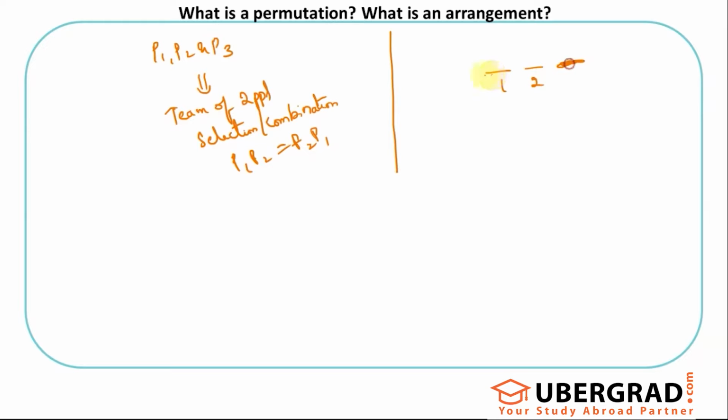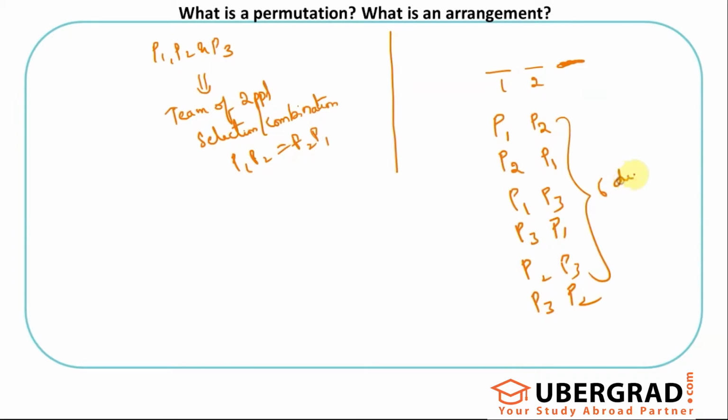Let's say they are made to sit in front of two numbers, 1 and 2. So how many different ways can I arrange them? That's how you'll see these words. How many different ways can they stand, or whatever. The thing is this: if P1 is standing at number 1 and P2 is standing at number 2, this is different from P2 standing at number 1 and P1 standing at number 2. So here it was the same case, but now it's a different case. So I can also have P1 P3, P3 P1, P2 P3, P3 P2. Altogether we are ending up with 6 different ways.